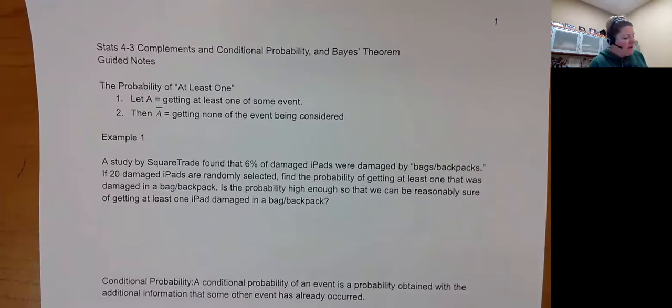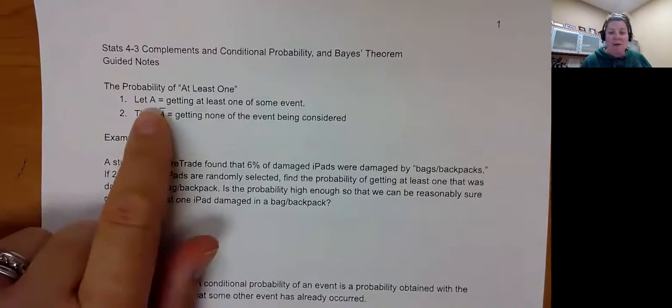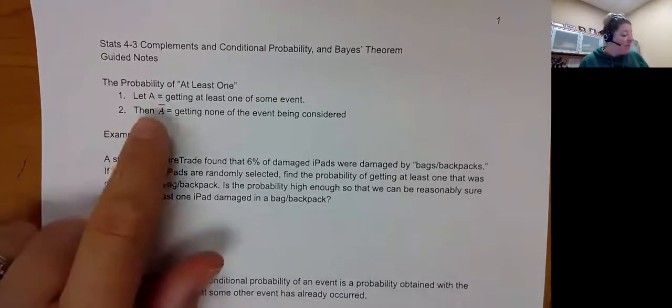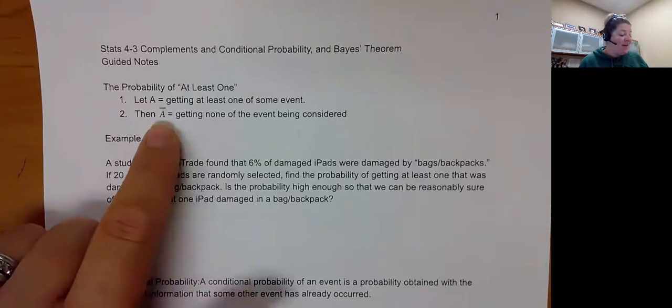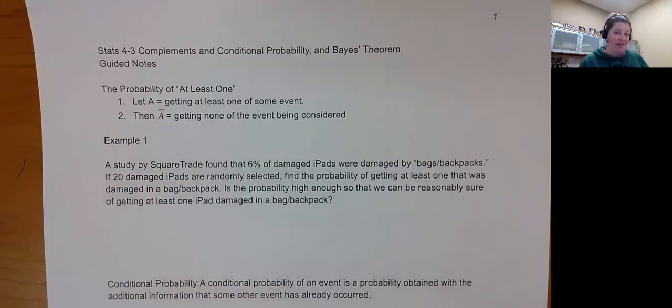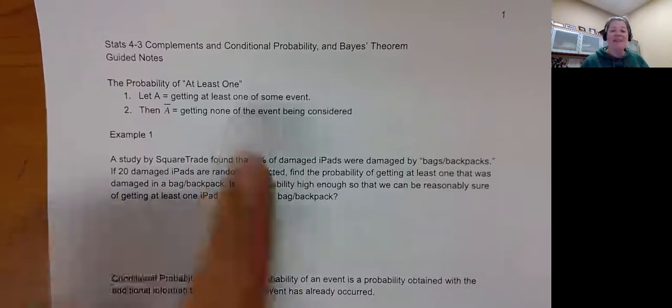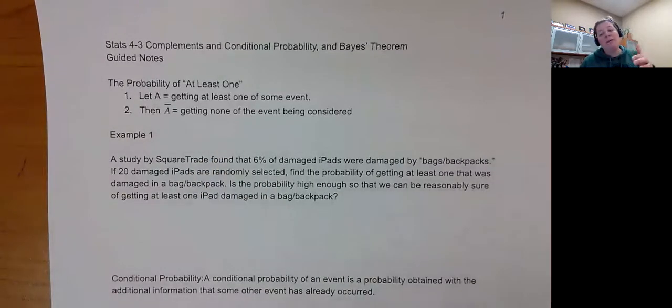So let's start out with, what if I say the probability of at least 1? Anytime I'm saying that to you, if I let A be whatever that event is, the probability of getting at least 1, then the probability of not A would be getting none of that event. So when I'm asked at least 1, I have to use the idea of none in order to figure out that problem. So at least 1, I would find none, and then it would be a complement. So what do I mean by that?